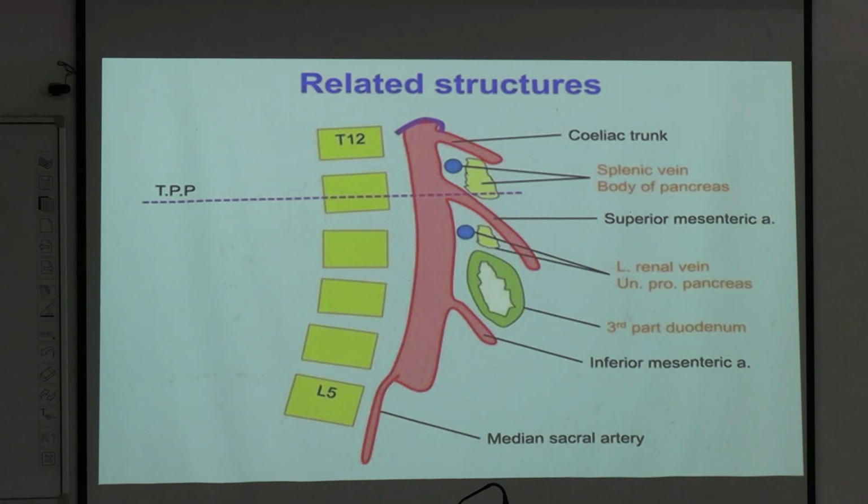Next. And these ventral branches are related to these structures. Below the celiac trunk, here lies the splenic vein and body of pancreas. Superior mesenteric artery lies in front of the left renal vein, uncinate process of pancreas, and third part of duodenum. And inferior mesenteric artery lies below the duodenum. Okay. Next.